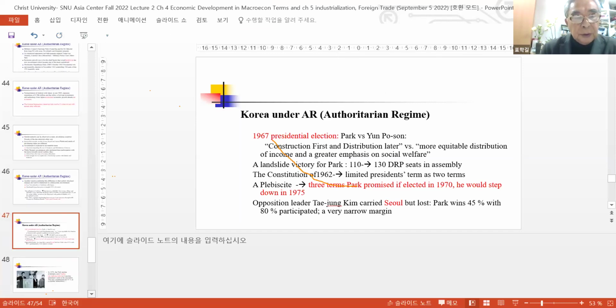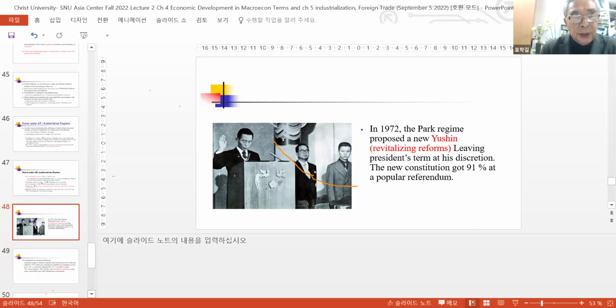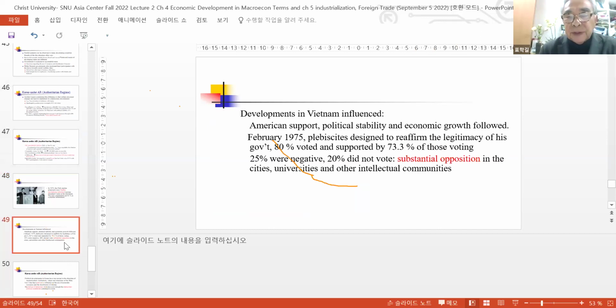So that is in 1972, the Park regime proposed a new Yushin, revitalizing reforms, leaving the president's term at his discretion. The new constitution got 91% at a popular referendum. And this began as a tragedy of President Park. Ultimately, developments in Vietnam influenced American support, and political stability and economic growth followed.